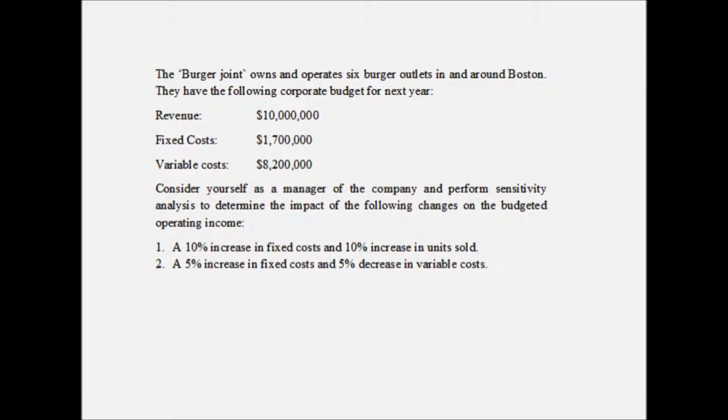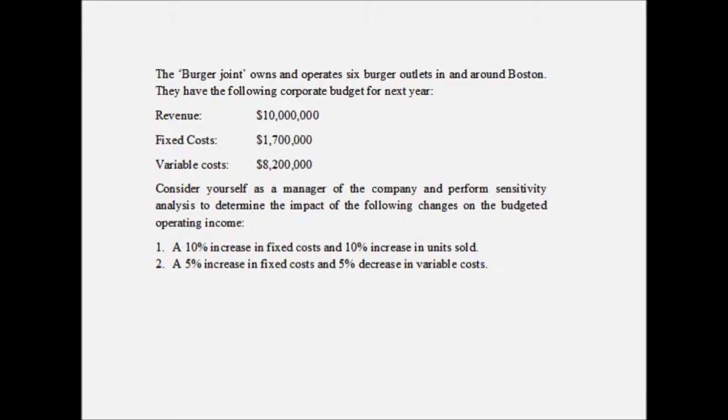So the budget that it has arrived at is that they are going to make a revenue of $10 million next year with a fixed cost of $1.7 million, and the variable cost will be $8.2 million. Now consider yourself as a manager of the company and perform sensitivity analysis to determine the impact of the following changes on the budgeted operating income.